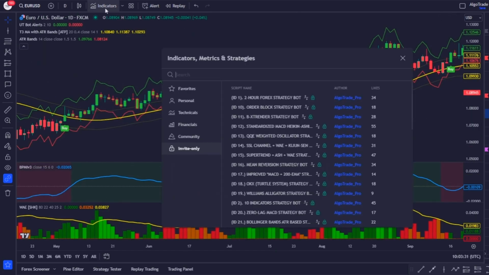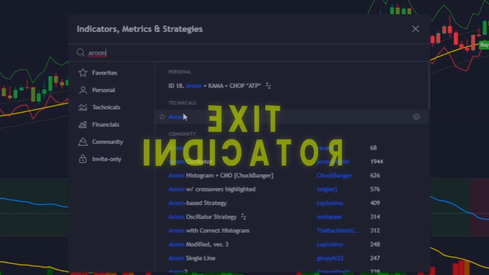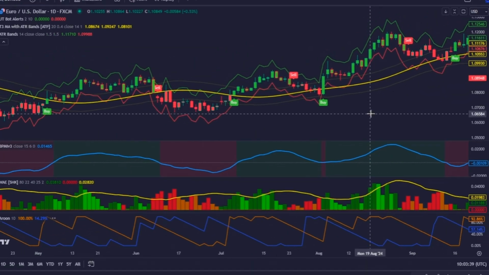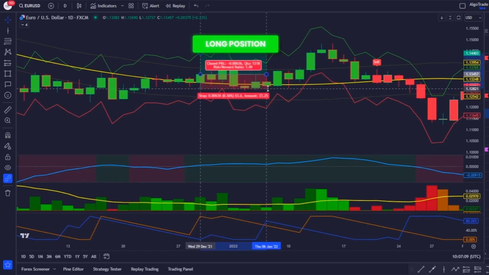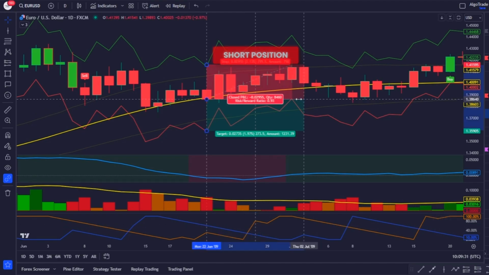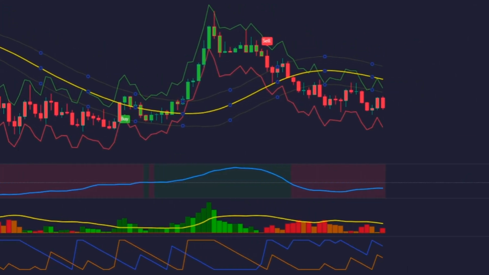And finally, the third exit possibility is linked to our final indicator, which is the exit indicator Aroon, with a length of 10. If during a long position the Aroon blue line crosses above the orange one, we should close our trade. And if during a short position the Aroon orange line crosses above the blue one, we should exit from the trade. And these are all the rules from the Forex strategy.